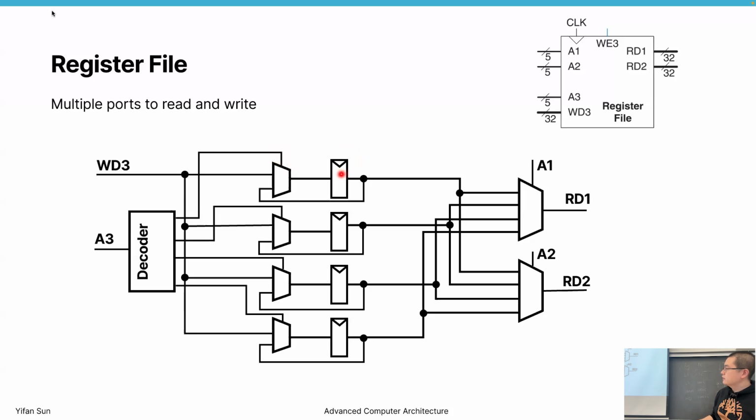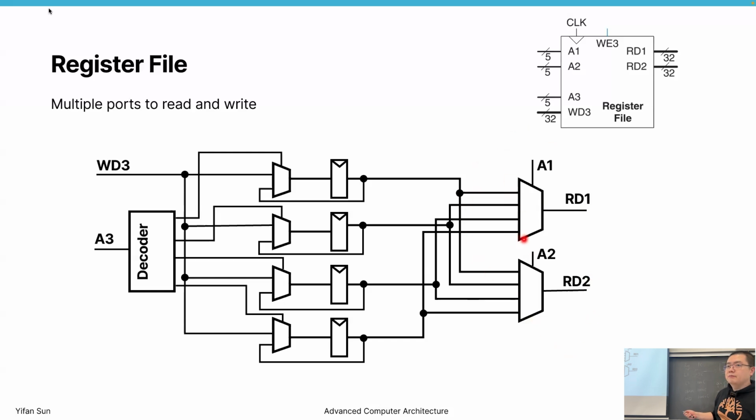Let's look at the read part first. This register will always be generating data to the output. And A1 is selecting the generated data from all 4 registers. Then just one of them will be routed to RD1. At the same time, some other line, or even the same line, can be connected to RD2. In that case, we can read the same register twice within the same cycle. It's totally possible.